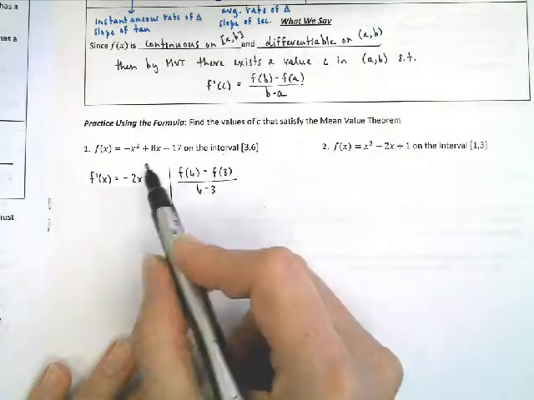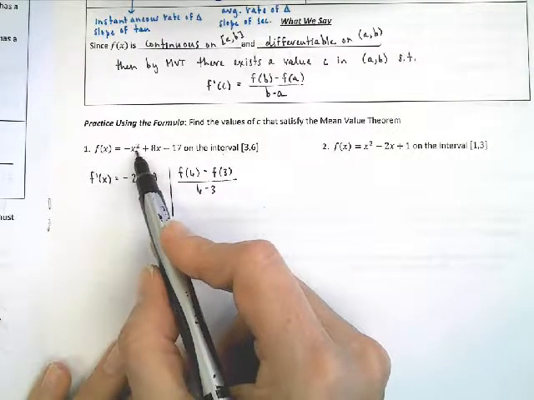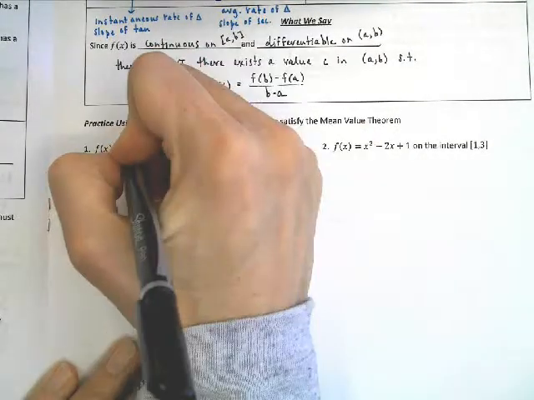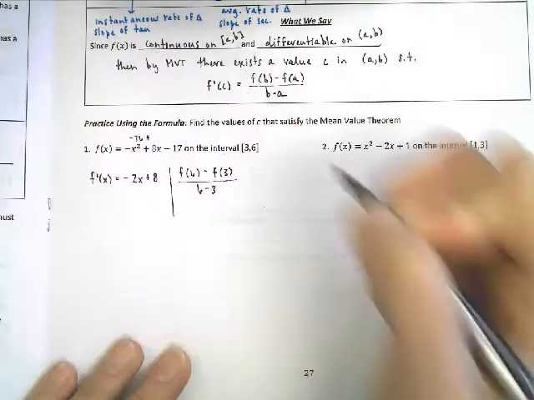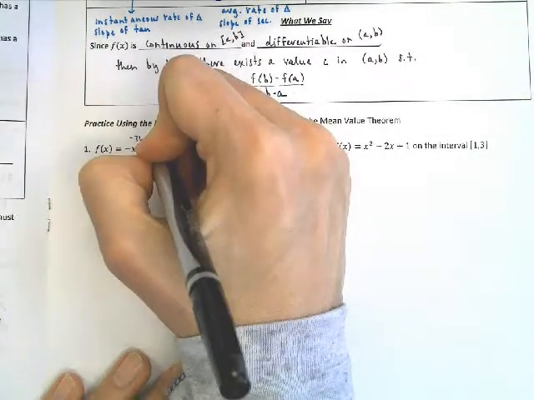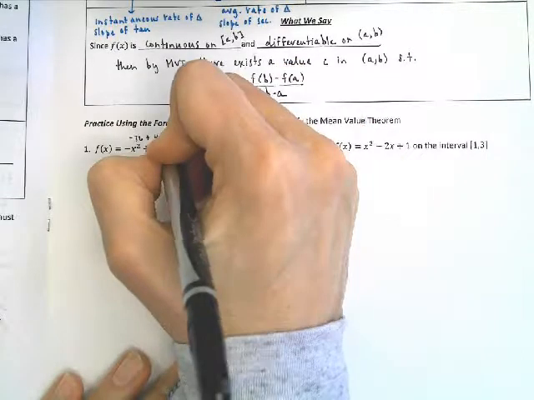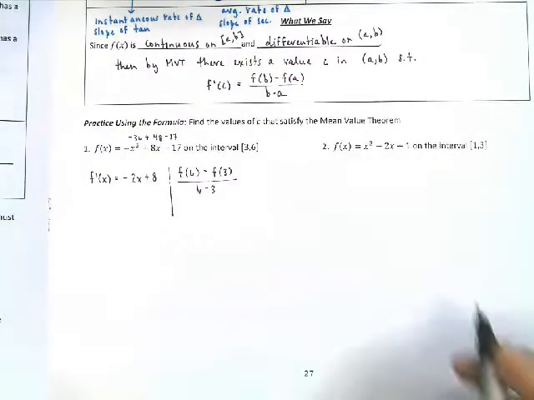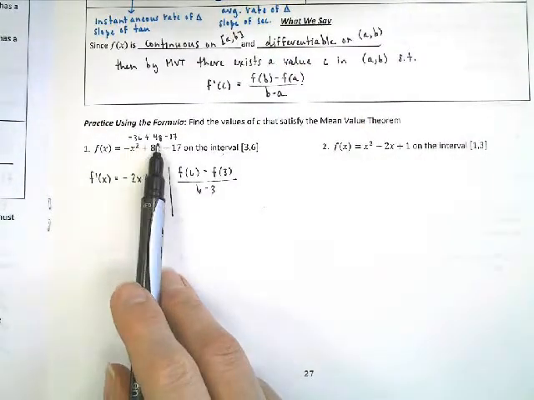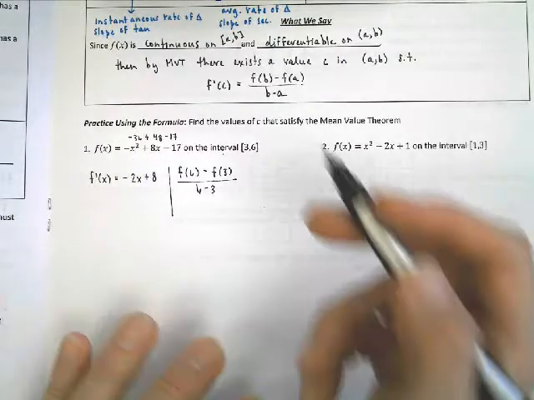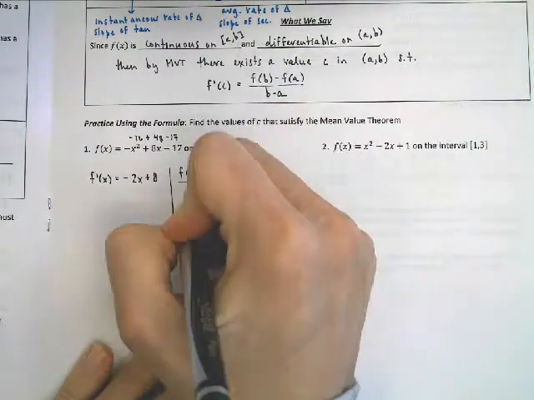So f of 6, let's see, I have the opposite of 6 squared, so negative 36 plus 8 times 6 is 48 minus 17. So negative 36 plus 48 is 12, minus 17 is a negative 5.